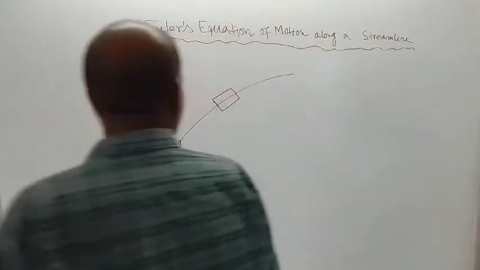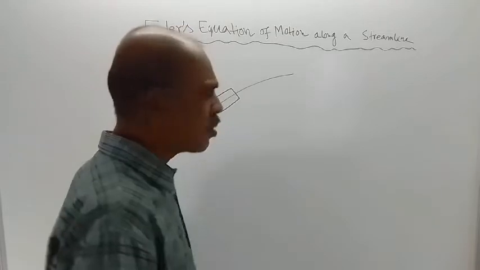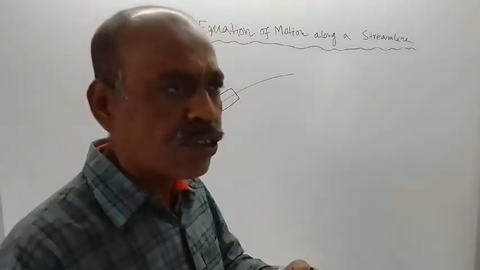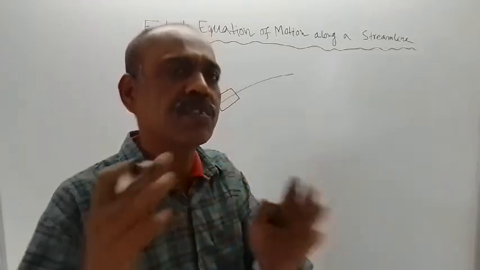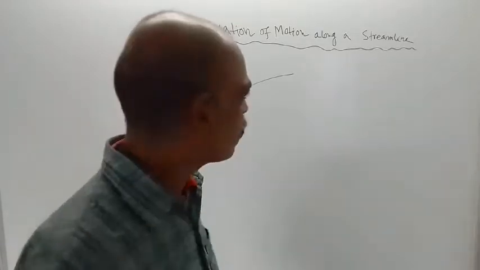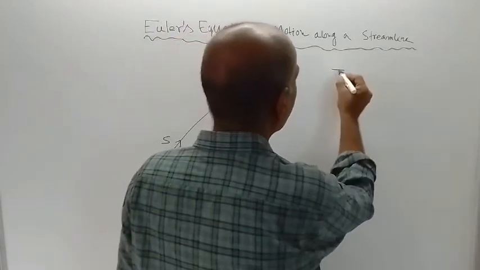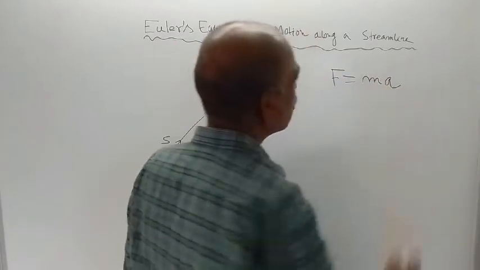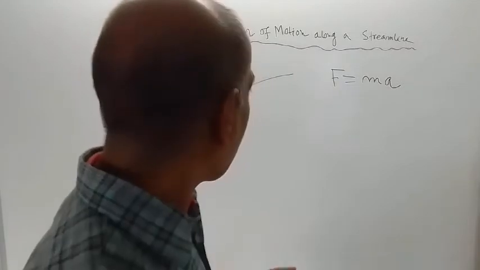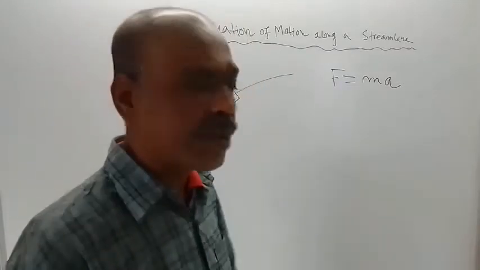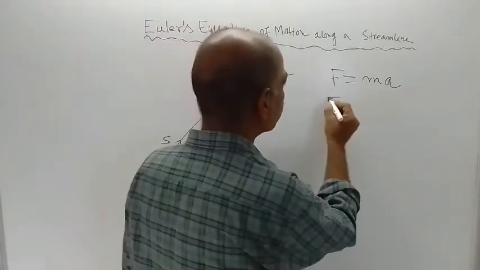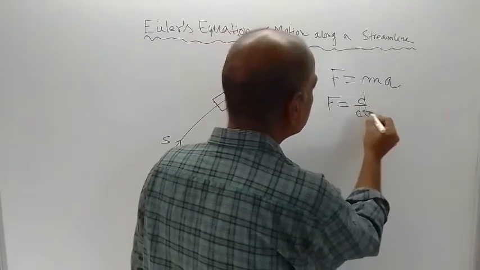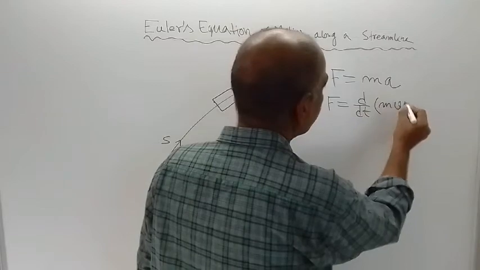Since the mass of the fluid element remains constant, we are going to use Newton's second law of motion in the form force is equal to mass into acceleration. This form we are going to use. If for the moving fluid element the mass does not remain constant, in that case we need to use F is equal to d/dt of m into v.